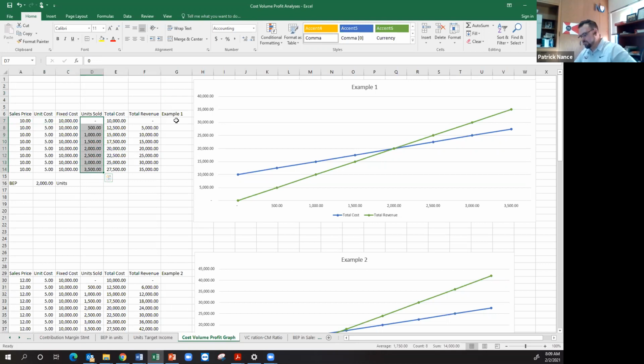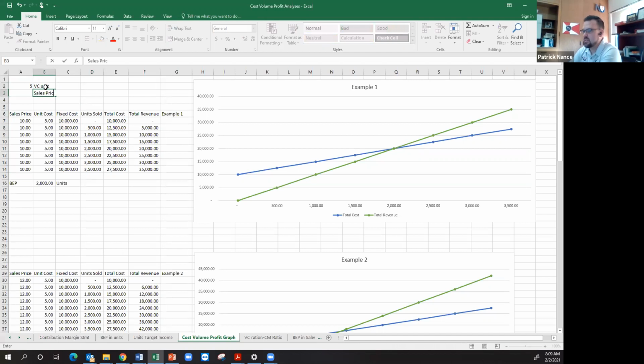This is example 1. What we're going to do is look at this 4 different ways. So the beginning one: variable cost per unit is 5, sales price 10, and fixed cost is 10,000. Okay, that's our starting point, and we're going to change some of those variables each time we change charts here.